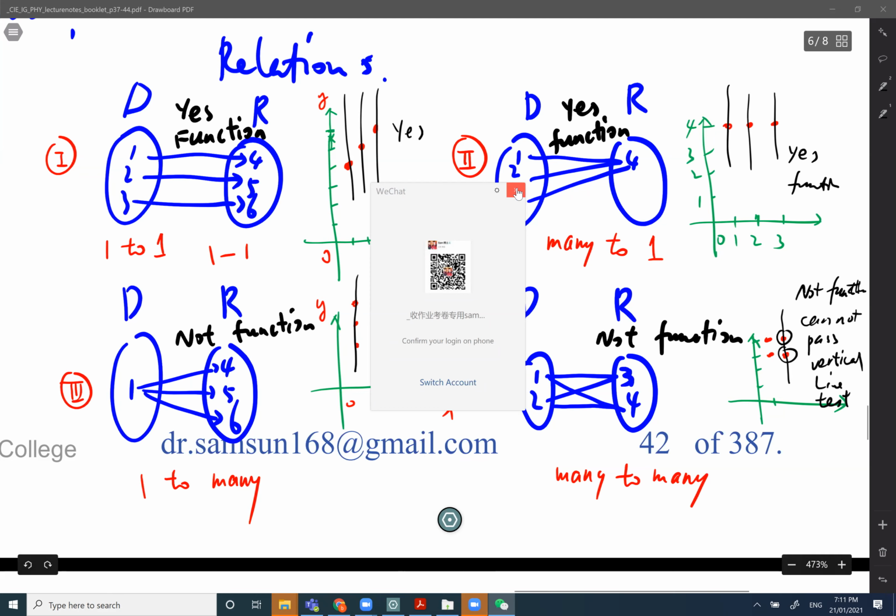Now let's check higher level function. Of course, in functions, you learn something called inverse. You learn inverse function, composite function. You remember composite function? From the Saturday group, f of g, you learned. Yes.